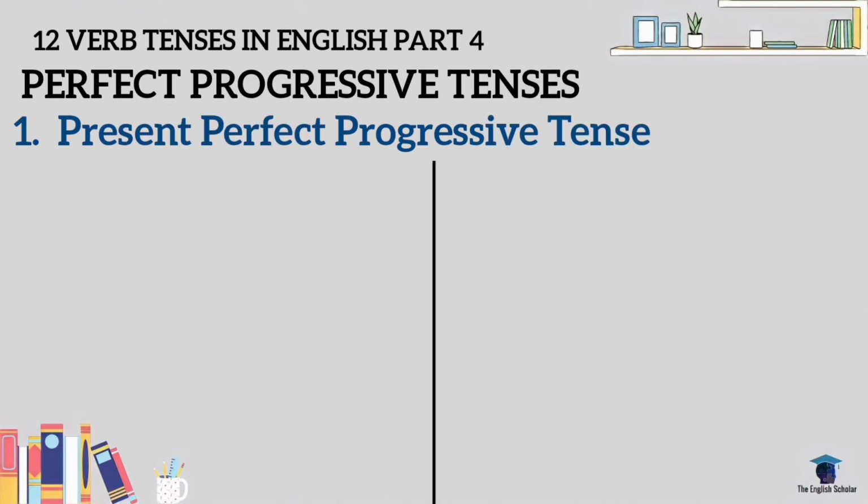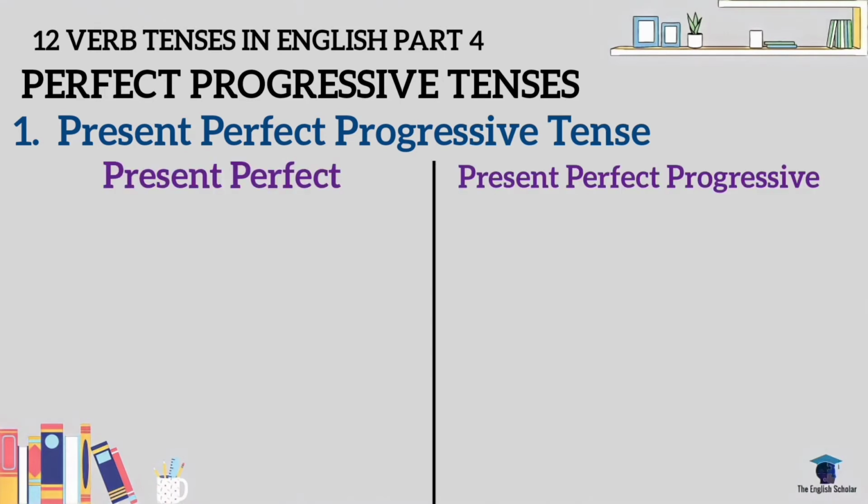We have two tables, one for the present perfect and one column for the present perfect progressive. For the present perfect, we have the sentence, Rose has eaten kimchi before. This means that Rose has eaten kimchi sometime before.